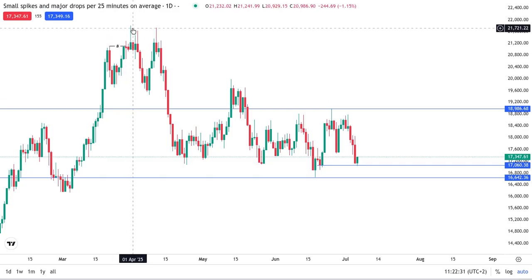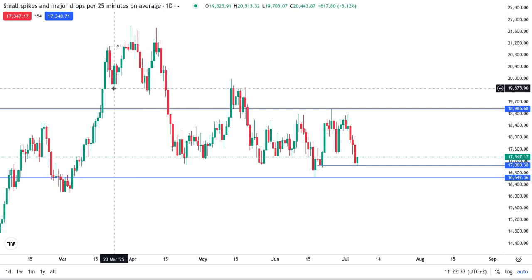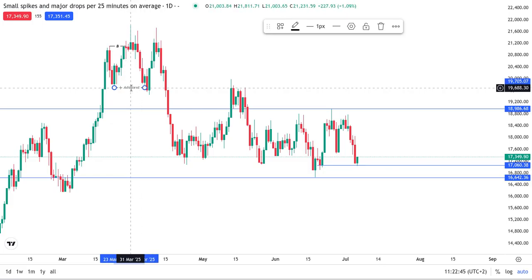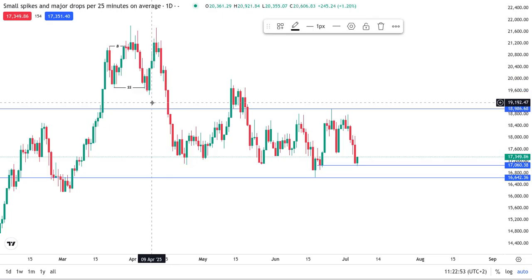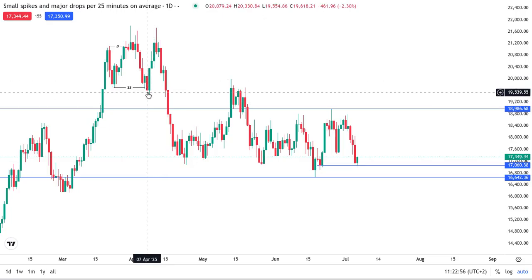And then we came lower. So we took out this level that was responsible for this breakout structure, which is an early signal that price might be changing direction. So once we took out this level, some people write this as a change of character, but we're going to be just writing SS, meaning structure shift. So market shifted structure there.